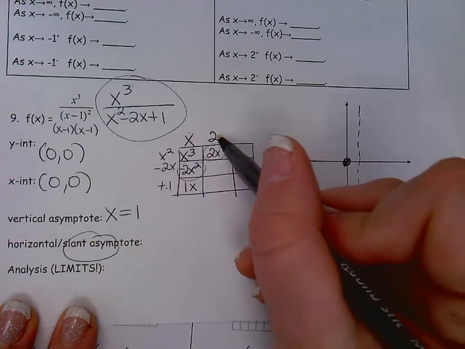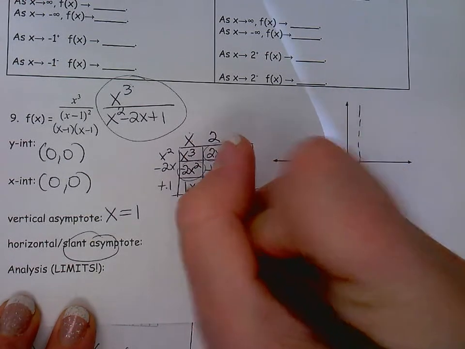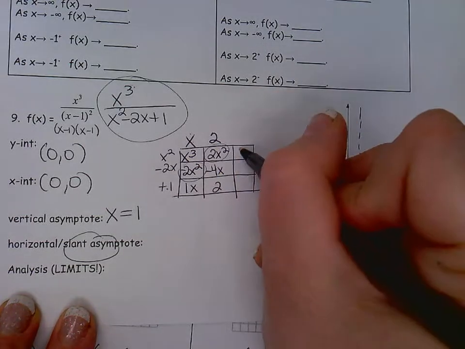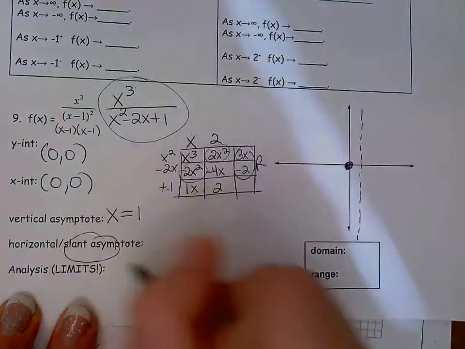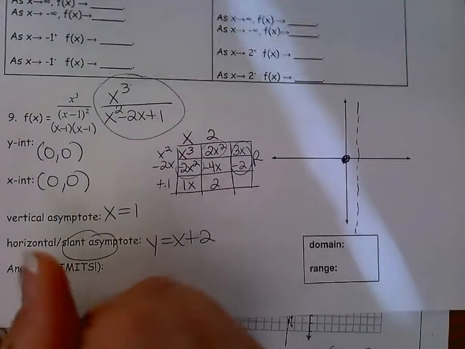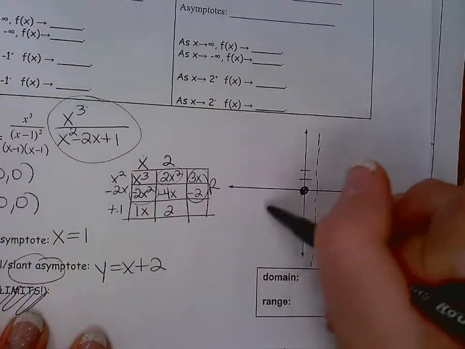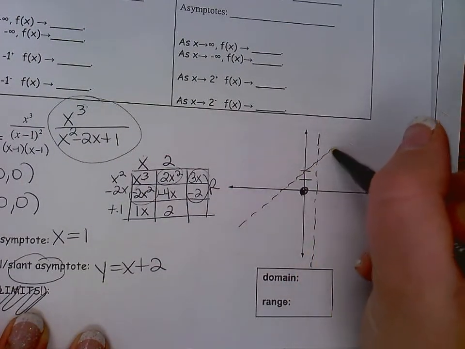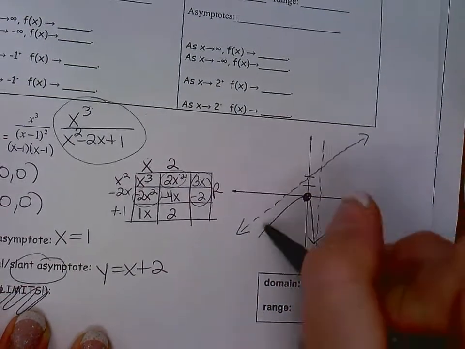If I want to do the rest to find the remainder, negative 4x, positive 2, need to get 0. So this would need a 3x, and this would need a negative 2. That's my remainder. But y equals x plus 2, I'm not doing the analysis, is my asymptote. So I go to 2, and then I go up 1 over 1, up 1 over 1. There's my asymptote. This section of the graph must go in that region.